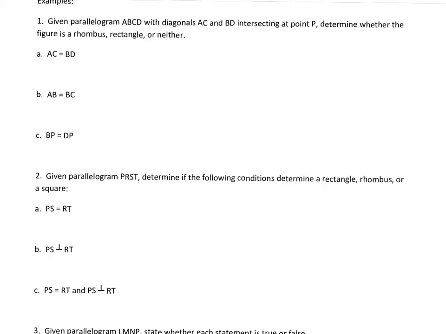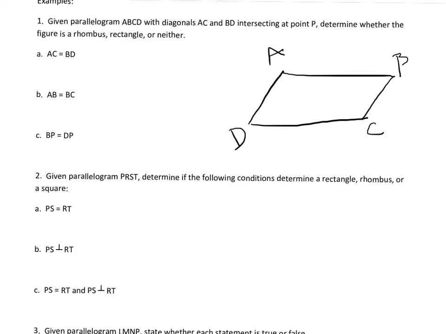So looking at example 1, I'm initially going to draw this so it's a little more clear. So we have a parallelogram ABCD. I'm going to label A, B, C, and D. And it has diagonals AC and BD intersecting at this point P in the middle. Determine whether the figure is a rhombus, rectangle, or neither, given these certain properties.